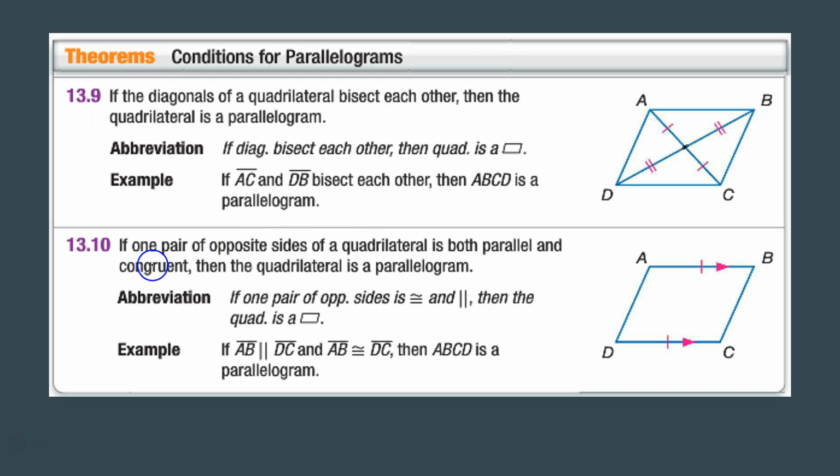The last thing we have here is if one pair of opposite sides of a quadrilateral is both parallel and congruent, then the quadrilateral is a parallelogram. So we have opposite sides that are parallel. We know that because of the arrows. They're making kind of a half arrow. Then we also know that they are congruent, same side as well. Because of this, we know that we have ABCD, which is a parallelogram.